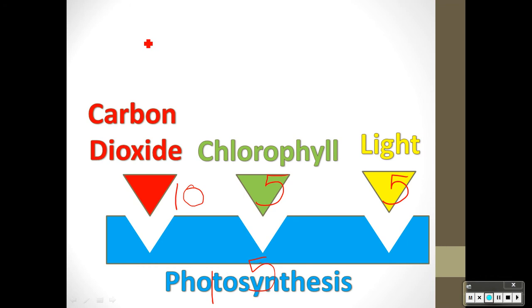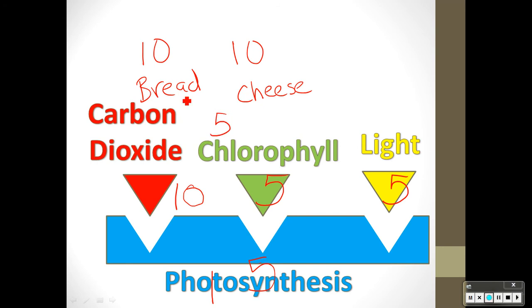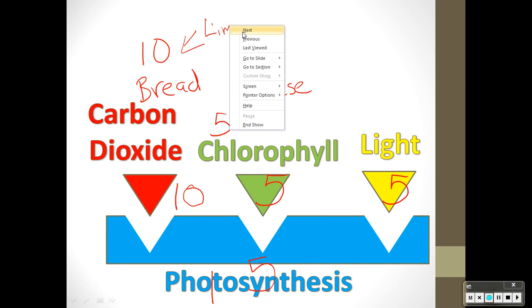Another example I give is sandwiches. If you have 10 slices of bread and 10 slices of cheese, you can actually only make 5 sandwiches because there's not enough bread. There's plenty of cheese. You would have cheese left over, but you can only make 5 sandwiches because that is the limiting factor.